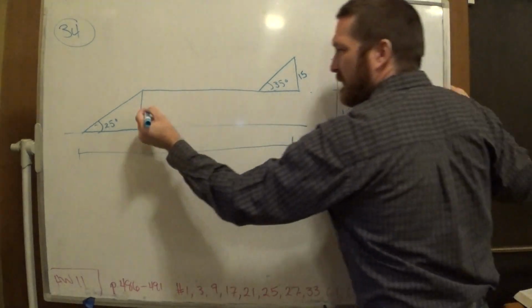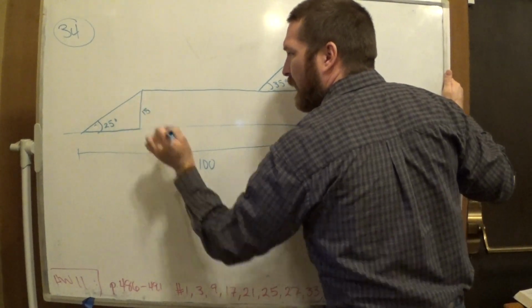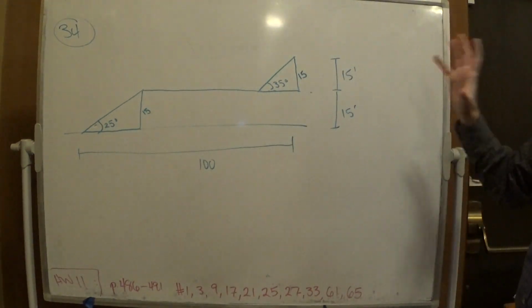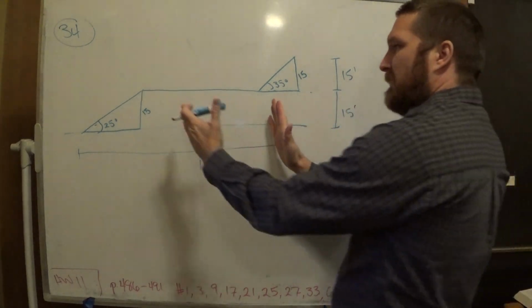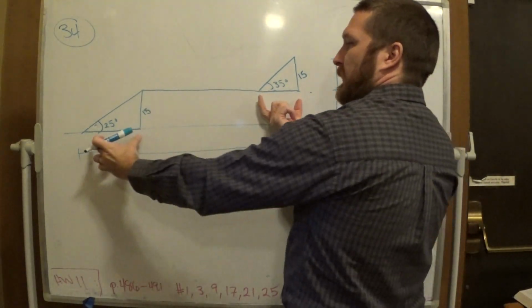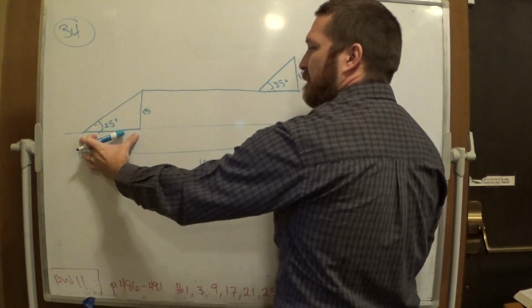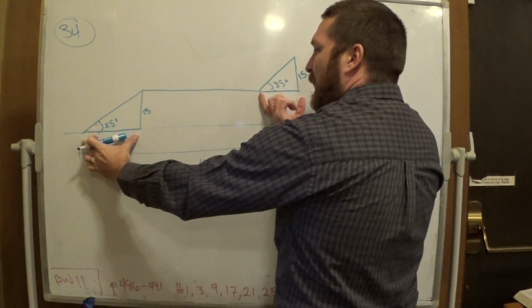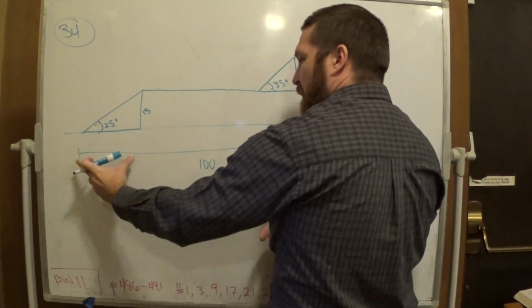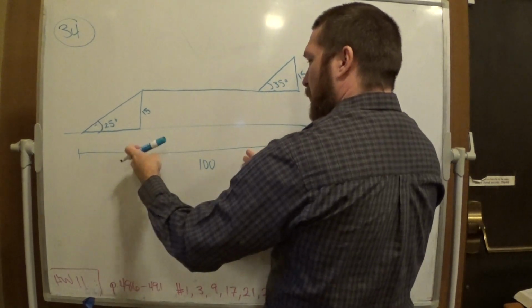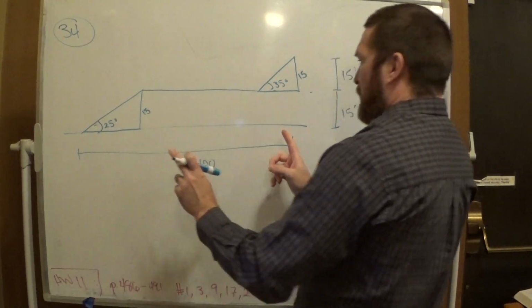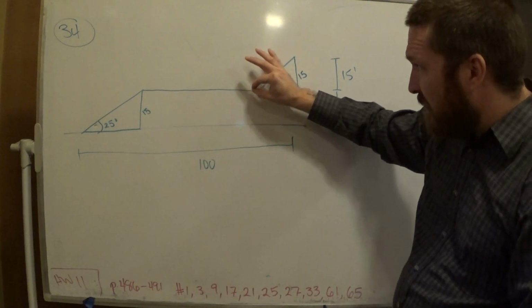I'm going to go ahead and label this one 15 right here. What my mind is telling me is that I could find this length if I know these two lengths. Because if that's, say, 20 and this is 10, then I just take 100 minus 20 minus 10 and I'll know what this is. And so that will give me that length.